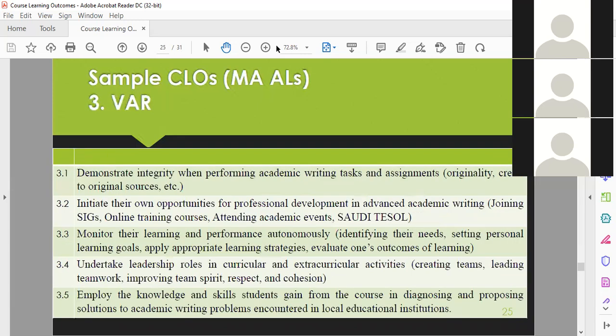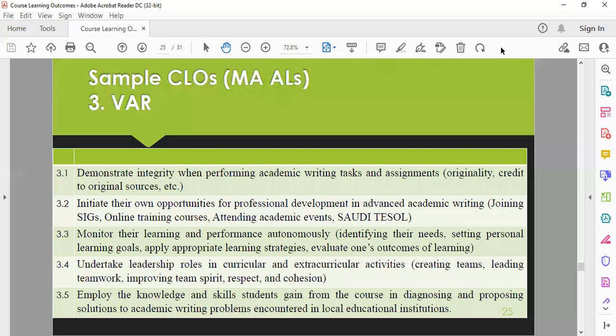Then for the values level, which I have coined: demonstrate integrity when performing academic writing tasks and assignments, for example, originality, referring to original sources, crediting original sources. Initiate their own opportunities for professional development in advanced academic writing, for example, by joining SIGs, that is special interest groups, online training courses, attending academic events, so ODTSL as an example. Monitor their learning and performance autonomously by identifying their needs, setting personal learning goals, applying appropriate learning strategies, evaluating their outcomes of learning in relation to this specific course.